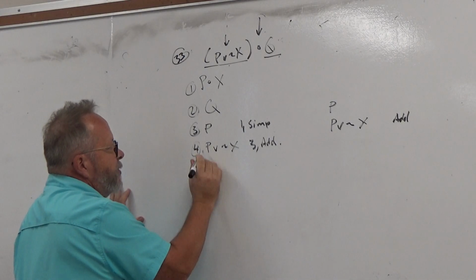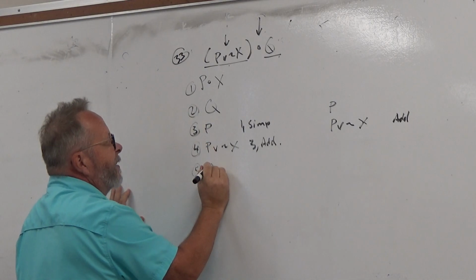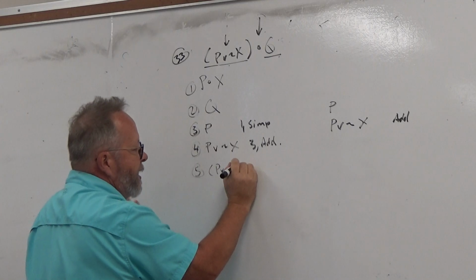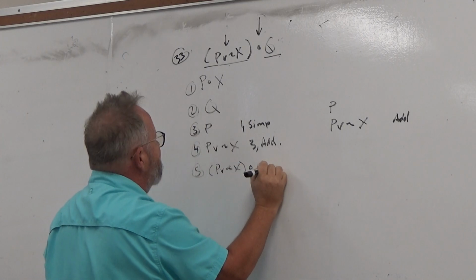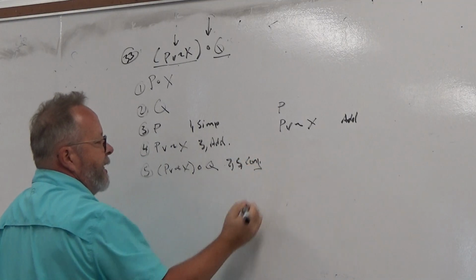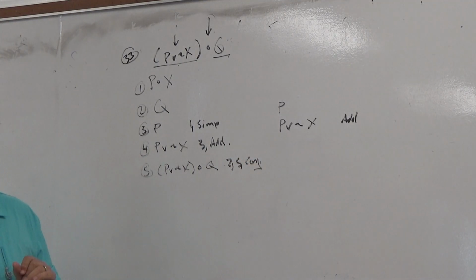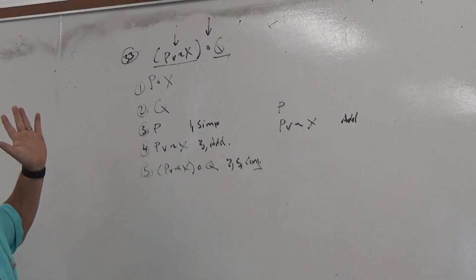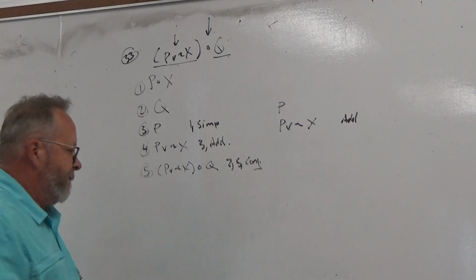So all I need to do is put 2 and 4 together. So P or not X and Q, 2, 5, and when I'm putting them together, it's conjunction. Okay? And I'm done. Okay?